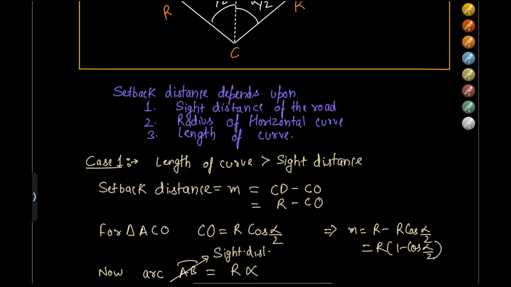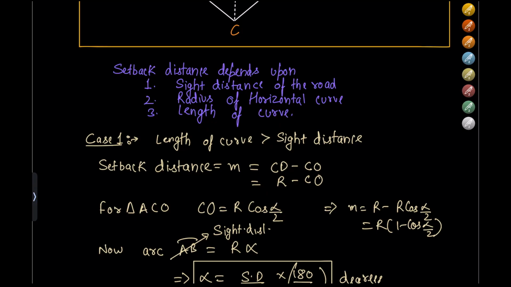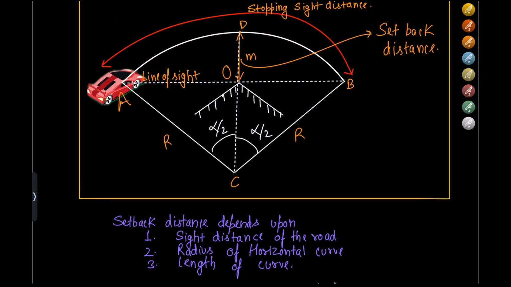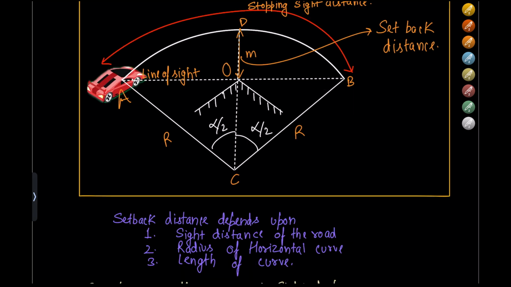Next, there could be different cases of setback distance. The first case would be when the length of curve is greater than the sight distance. If the length of curve is greater than the sight distance, the vehicle is bound to stop within the length of the curve. If it is not so, the length of curve is smaller than the sight distance, that would be the second case that we'll have a look at in the next part.